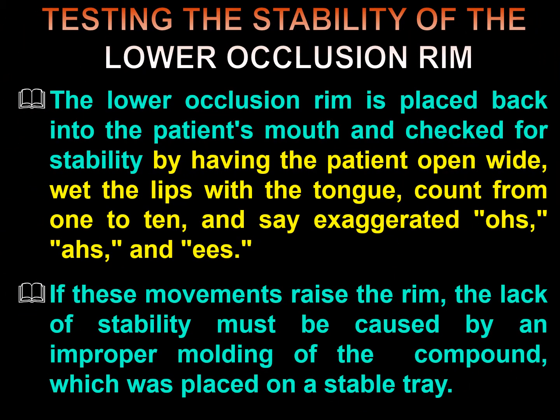Testing the stability of the lower occlusal rim. The lower occlusal rim is placed back into the patient's mouth and checked for stability by having the patient open wide, move the lips and tongue, count from 1 to 10, and exaggerate O, A, E. If this movement raises the rim, the lack of stability must be caused by the improper molding of the compound, which was placed on a stable tray.